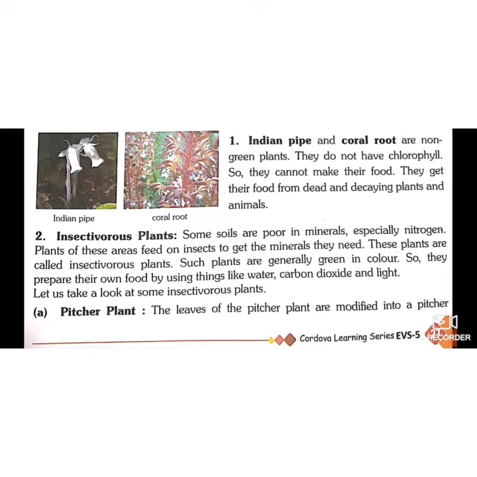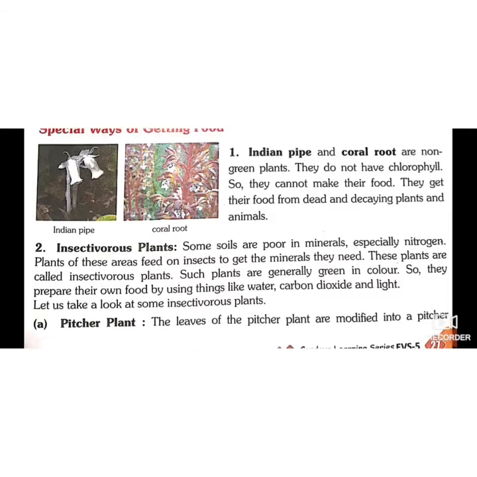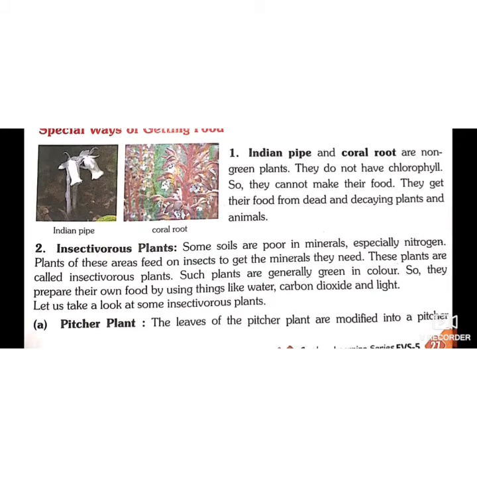And some plants like kaskata, or dodder, or amarbel, depend on living organisms. That living organism is called the host, and the dodder or amarbel are called parasitic plants. Parasitic plants are those plants which depend on living organisms, living plants, to get their food.